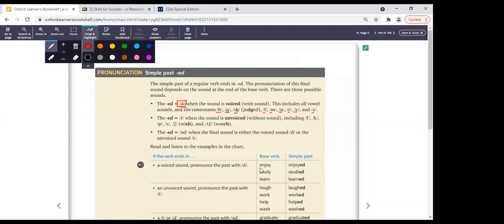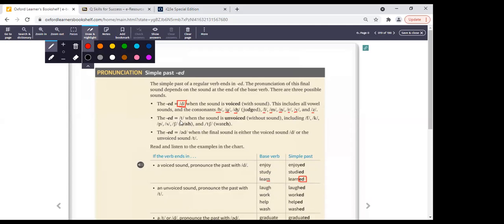For example, learn ends with an n, so our ed will sound like a d. Learned, d.